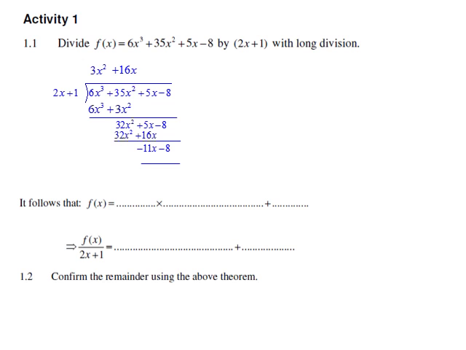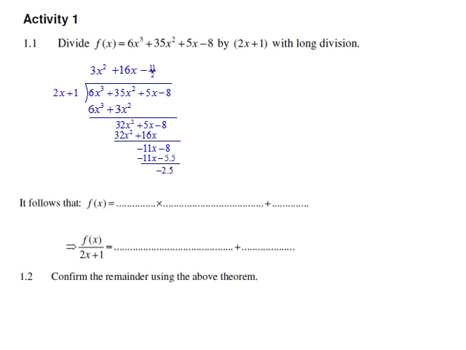The degree of minus 11x minus 8 is still greater or equal to the degree of 2x plus 1, so we have to repeat the process again. 2x goes into minus 11x, negative 11 over 2 times. If we multiply that out, it will give me minus 11x minus 5.5. And if we now subtract, minus 8 plus 5.5 will give me minus 2.5.